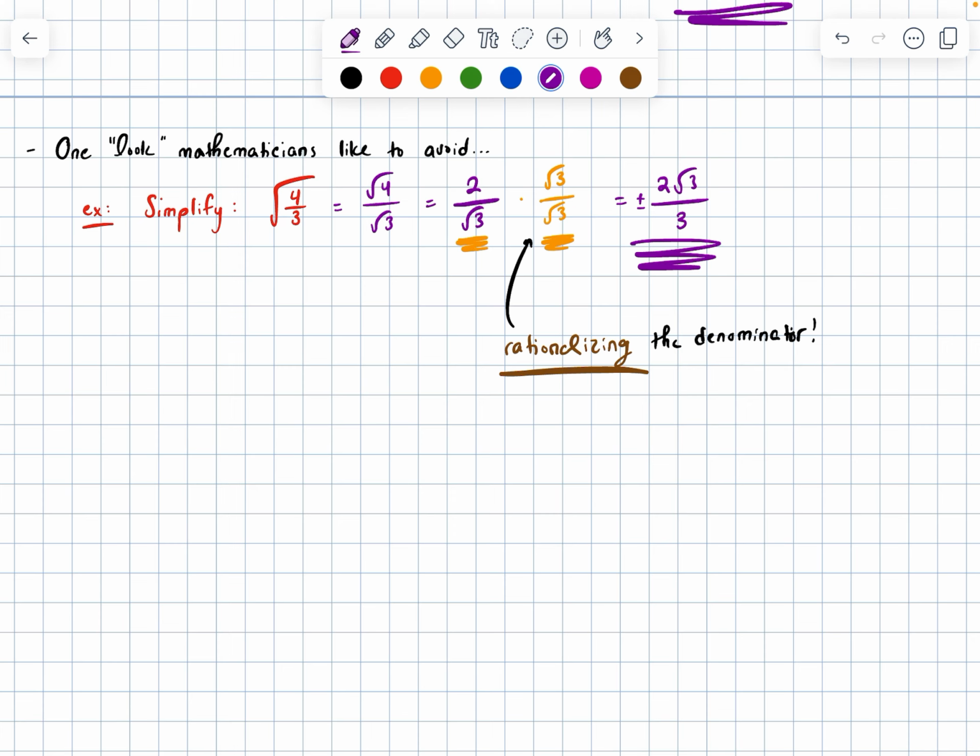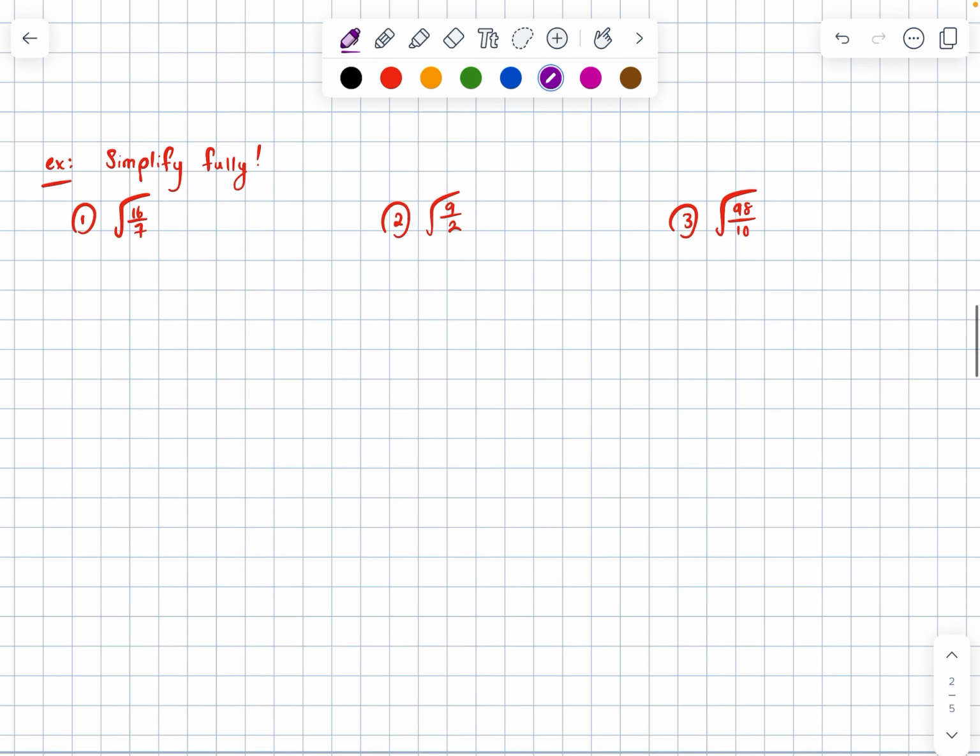There we go. Now, let's get a little bit of practice rationalizing. I'm going to take each of these fractions. I want you to tell me how each one would fully simplify. You might need to do a little bit of rationalizing here. Go ahead, take 2 minutes, see how far you get. Try it out on your own.